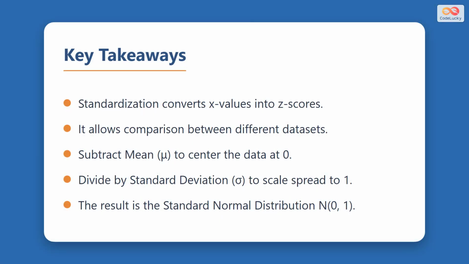To summarize, standardization converts raw scores to z-scores using the mean and standard deviation. It centers the data at 0 and scales the spread to 1, allowing us to compare values from completely different datasets.